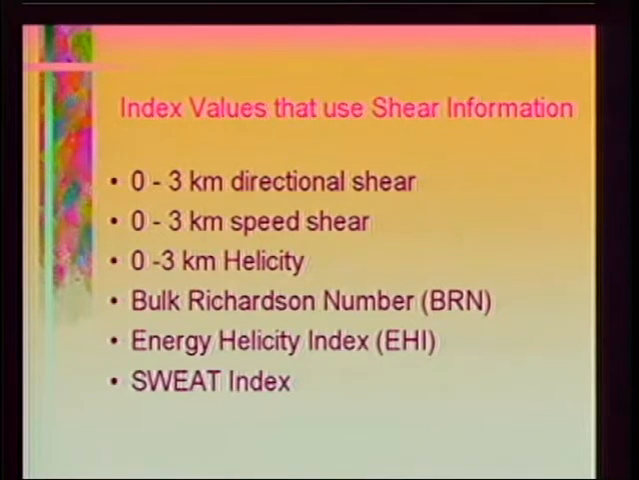Next, we're going to go through different index values that have shear information within them. You'll run across these when you're looking at your weather data, when you're assessing a thunderstorm situation. 0 to 3 kilometer directional shear, speed shear, and helicity. We'll look at the bulk Richardson number, the energy helicity index, and then finally the SWEAT index. All these incorporate some type of shear information. Some of them add additional information such as instability.